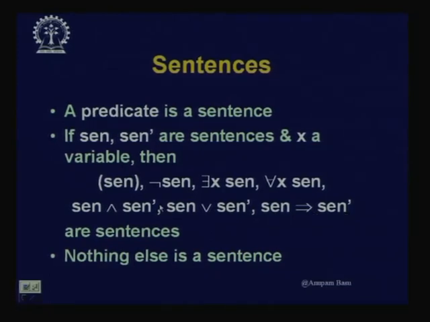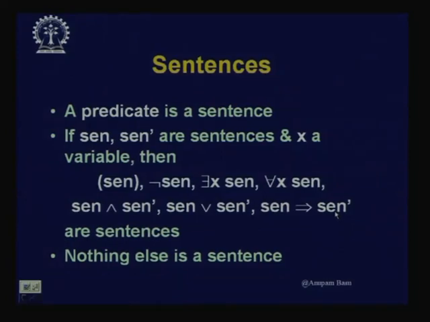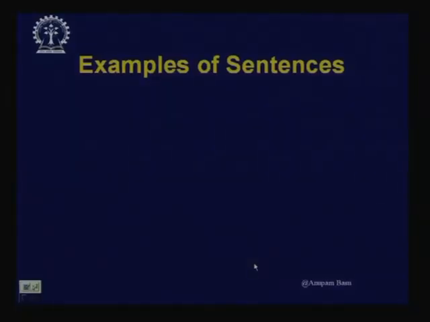So, these are sentences. That means, if we take a predicate, the negation of that predicate is a sentence, since the predicate itself is a sentence. The existential quantifier which we had introduced in the last lecture, an existentially quantified sentence is a sentence, a universally quantified sentence is a sentence, the conjunction of two sentences is a sentence, the disjunction of two sentences is a sentence, implication, one sentence implying the other, is also a sentence, and nothing else is a sentence. Now, let us look at some example sentences.